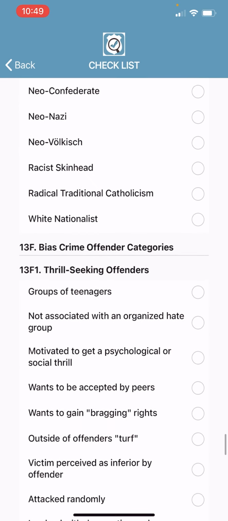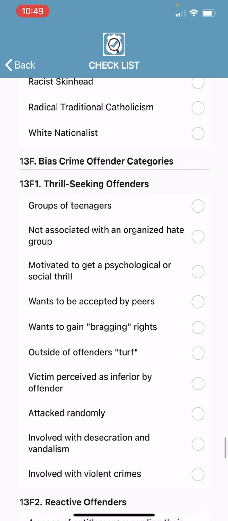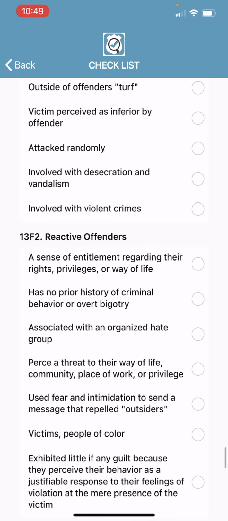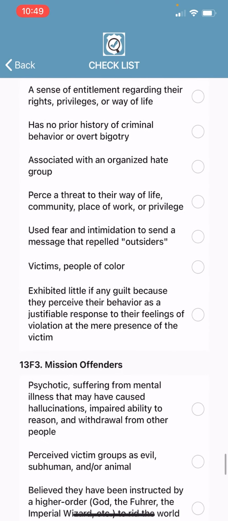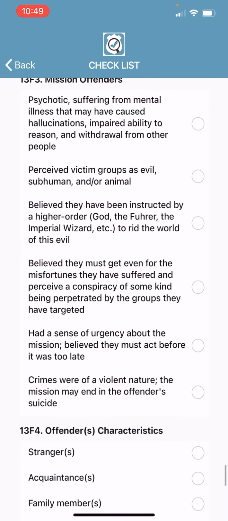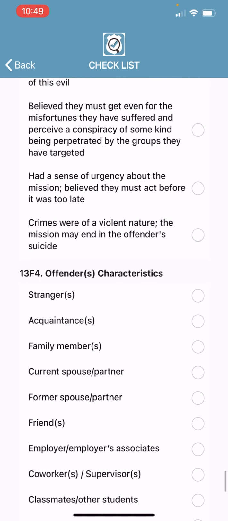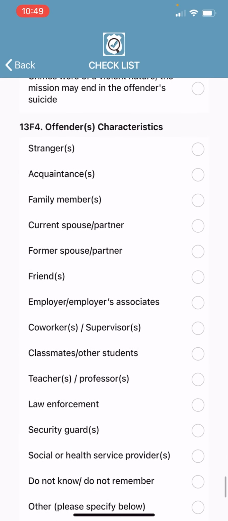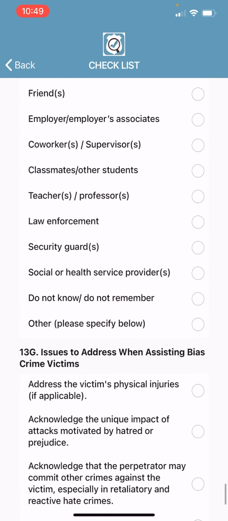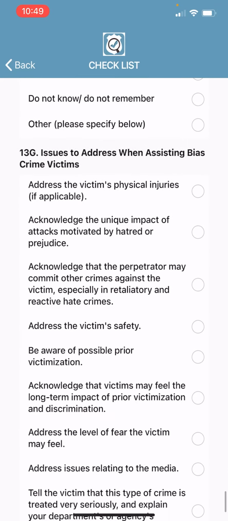13F, bias crime offender categories. 13F1, thrill-seeking offenders. 13F2, reactive offenders. 13F3, mission offenders. 13F4, offender characteristics, which deal with what's their relationship to the victim. 13G, issues to address when assisting bias crime victims.